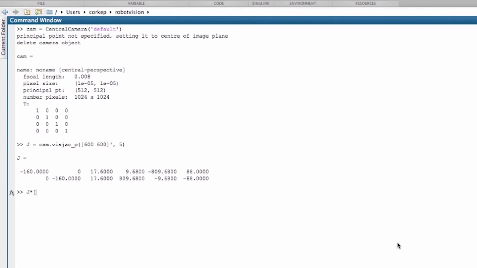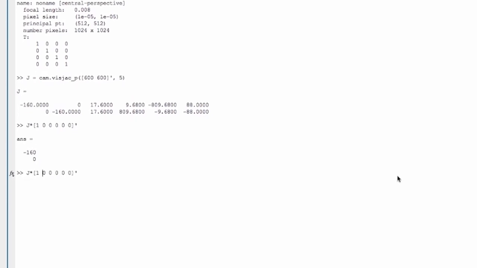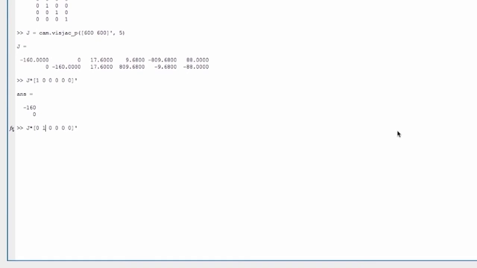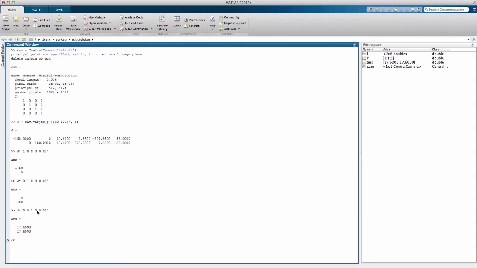If I multiply the image Jacobian by a spatial velocity vector, let's consider a unit velocity in the x direction, no velocity in y, z, and no rotation, and it's a column vector, then the image plane point is going to move at 160 pixels per second in the negative u direction, and it's not going to move at all in the v direction. Let's try a different spatial velocity. Let's look at what happens if it moves in the world y direction. We see that it moves at 160 pixels per second in the negative v direction on the image plane. Let's just look at one more example, and we will move the camera at unit velocity in the z direction. That's along the optical axis, and we see that now the image plane point is moving at 17.6 pixels per second in the u direction and 17.6 pixels per second in the v direction.